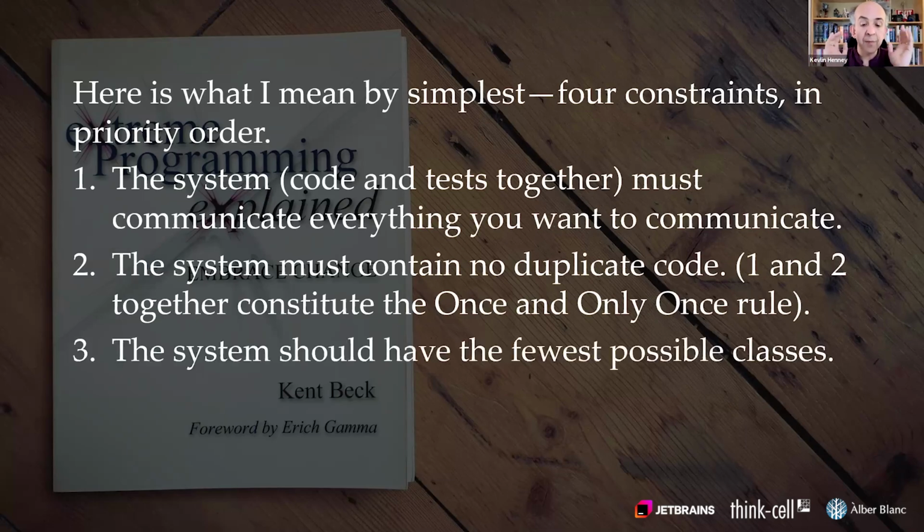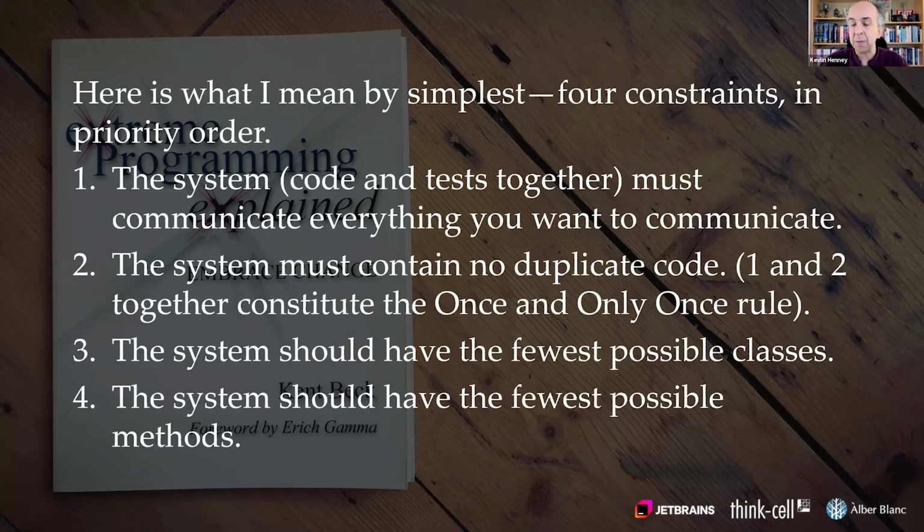Three, the system should have the fewest possible classes. Four, the system should have the fewest possible methods. Now, some people anchor on three and four or have a very superficial understanding of what one and two entail. They also miss the idea of priority order. The idea is not that you're aiming for the fewest possible classes, but that you are aiming for no more classes and no more methods than is necessary to communicate everything you want to communicate.